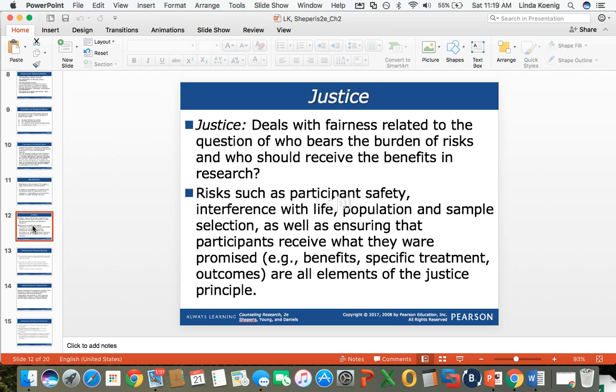Justice. This should also look familiar to you. Justice basically just means that we're being fair. Who bears the burden of the risks and who receives the benefits of the research. That we're not taking advantage of other people for our own benefit. So this looks at participant safety. If we're interfering with somebody's life, we had better have a really, really good justification for why we're doing that, and the benefits of doing that had better be really, really high.